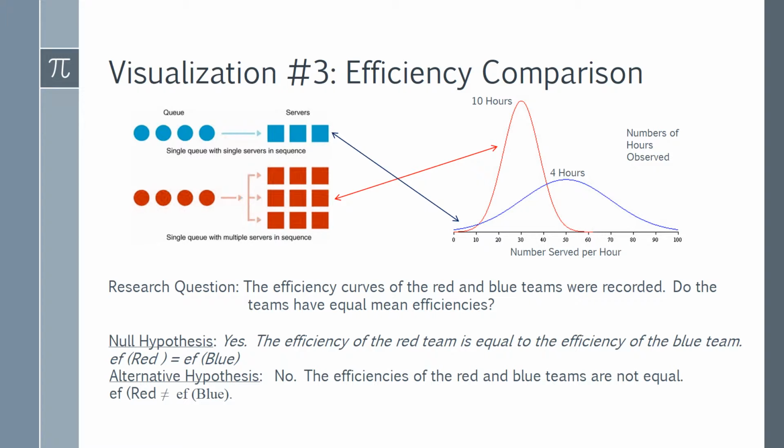The research question is, the efficiency curves of the red and blue teams were recorded. Do the teams have equal mean efficiencies? The answer for the null hypothesis is yes, the efficiency of the red team is equal to the efficiency of the blue team. And for the alternative hypothesis, the answer is no. The efficiencies of the red and blue teams are not equal.